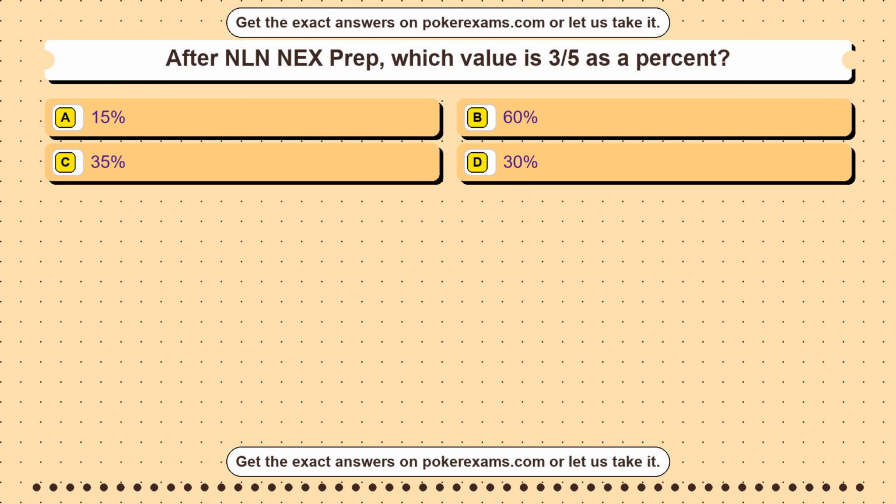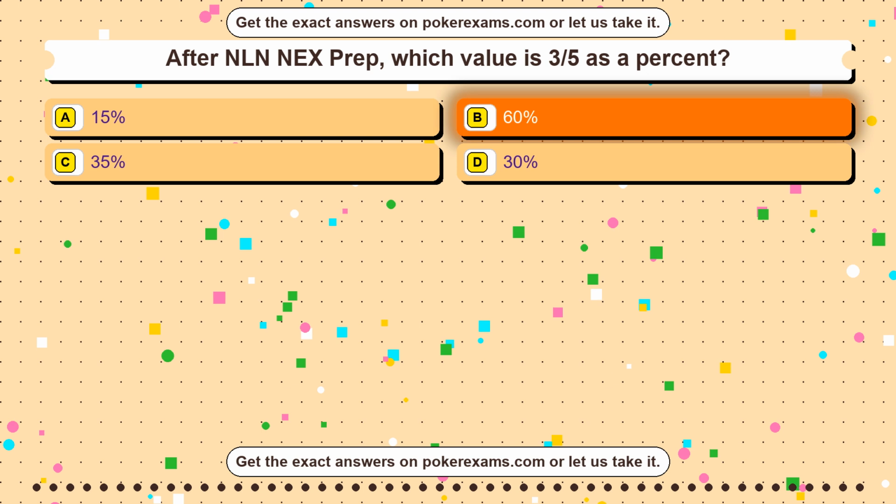Question 16. After NLN NEX Prep, which value is 3/5 as a percent? Option A, 15%. Option B, 60%. Option C, 35%. Option D, 30%.